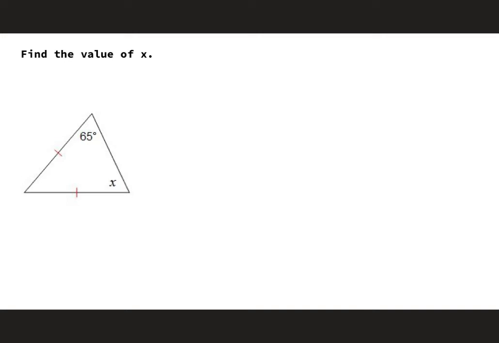So again, we have this triangle that has two sides congruent. So that means it is an isosceles, and therefore the two base angles have to also be congruent. So x is going to equal 65 degrees.